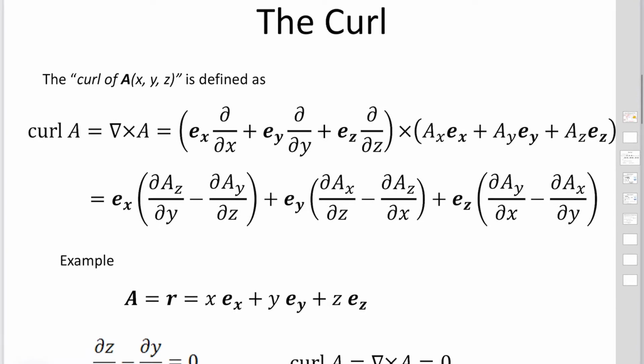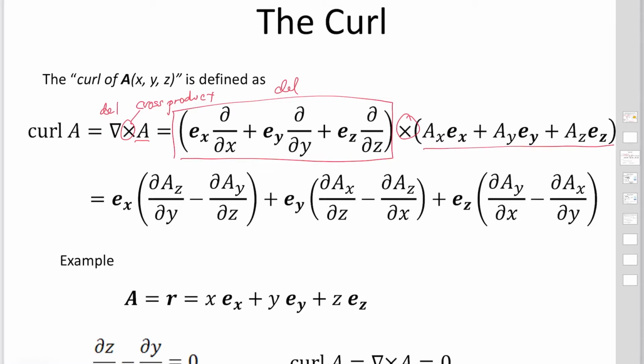Then I'd like to introduce the curl. The curl of the vector quantity A, where A is a function of x, y, z, is defined as follows. Curl A is the vector product of the del operator, cross, the vector A. This is the del operator, and this is the cross product.